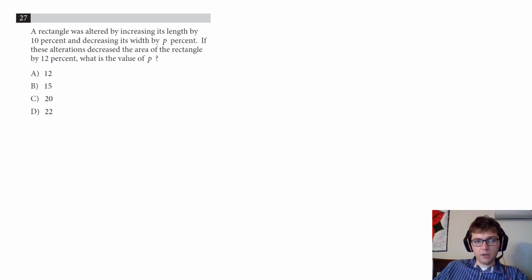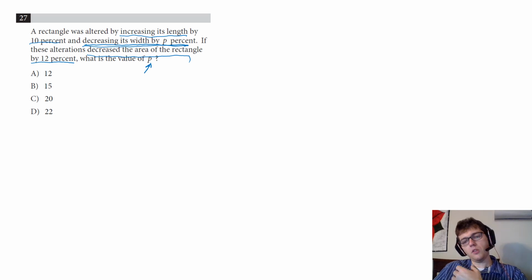Problem 27. A rectangle is altered by increasing its length by 10% and decreasing its width by p%. If these alterations decrease the area of the rectangle by 12%, what is the value of p? So looking for this value of p, which is embedded in the decrease in width. But they're really giving you 3 separate pieces of information: the way the area is changing, the way the length is changing, and the way the width is changing. So you can make those into 3 separate equations.